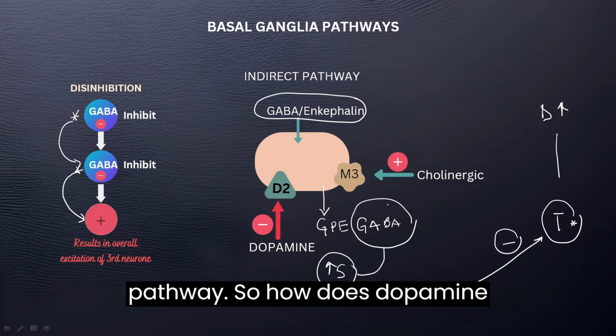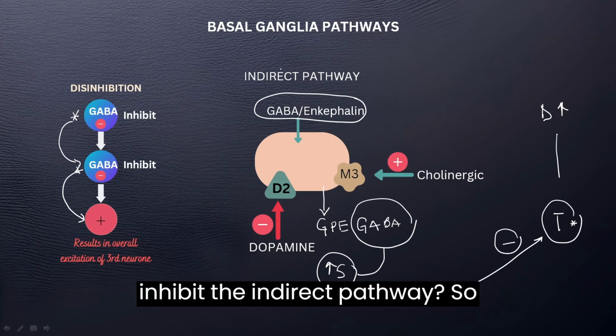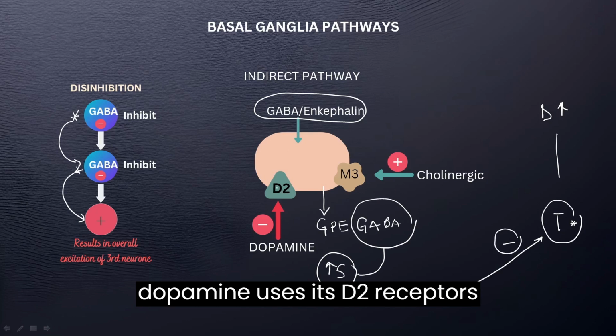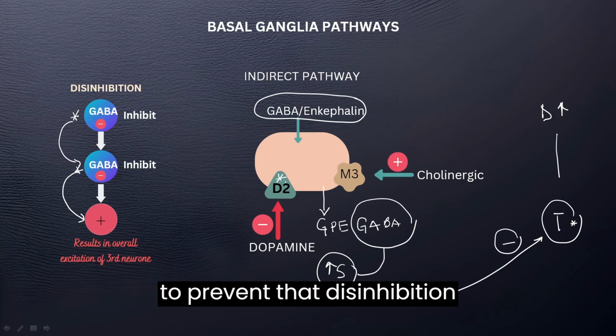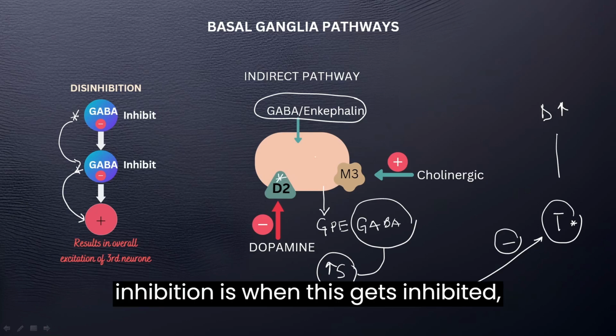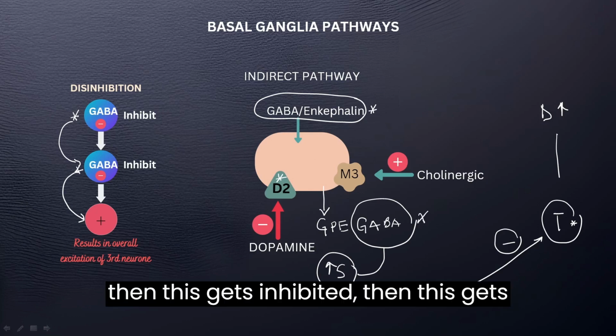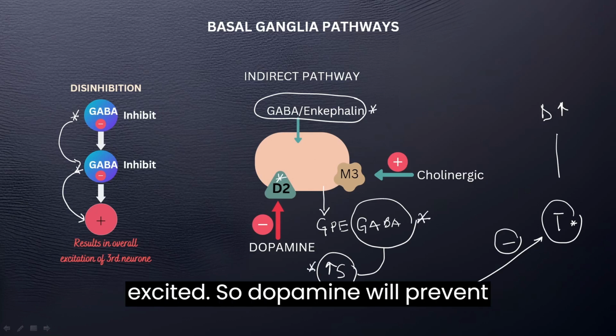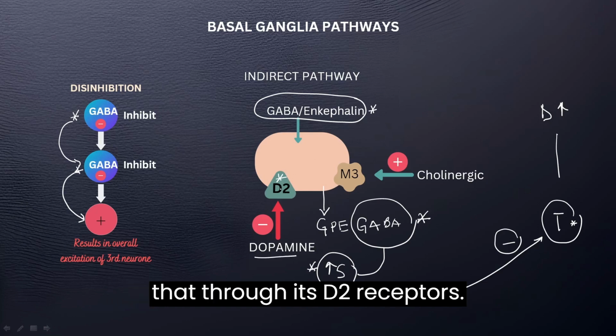So how does dopamine inhibit the indirect pathway? So dopamine uses its D2 receptors to prevent that disinhibition phenomenon. In other words, recall disinhibition is when this gets inhibited, then this gets inhibited, then this gets excited. So dopamine will prevent that through its D2 receptors.